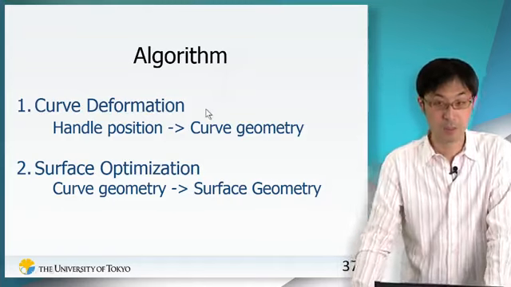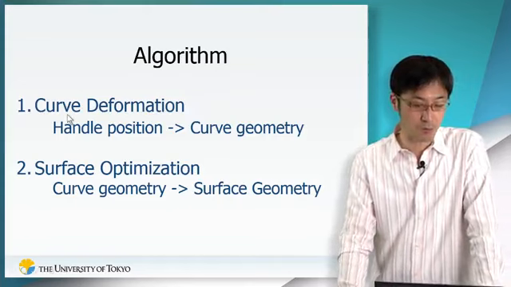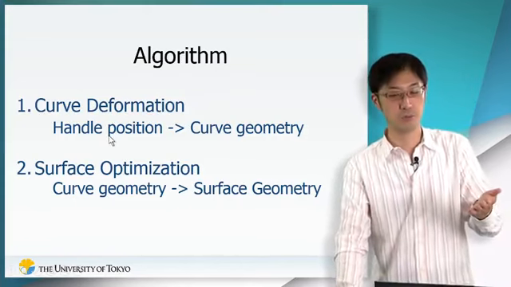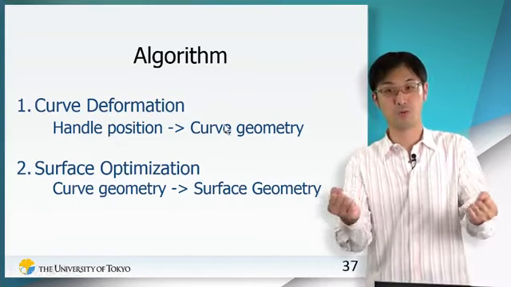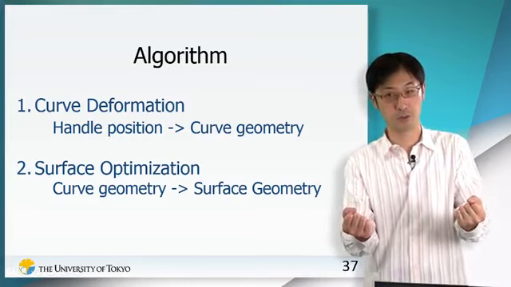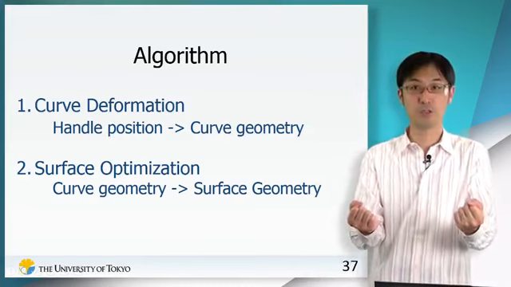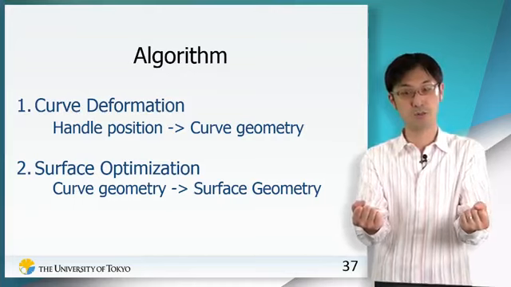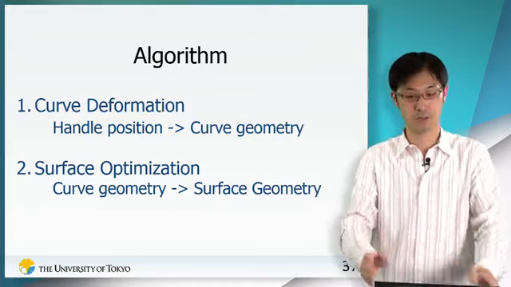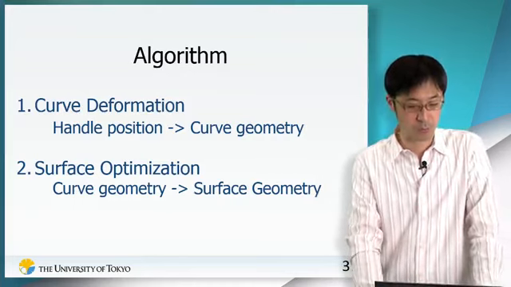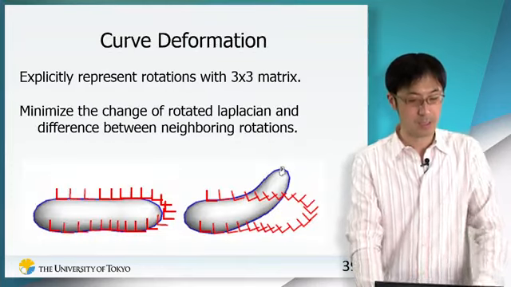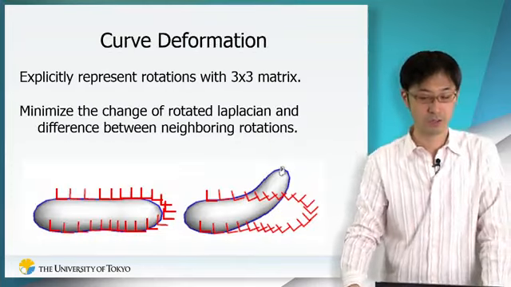Let me describe the details. Curve deformation takes handle position as input, and then generates updated curve geometry. And the surface optimization takes curve geometry as input, and then generates a smooth surface. Let me describe the curve deformation first. So curve deformation works this way.